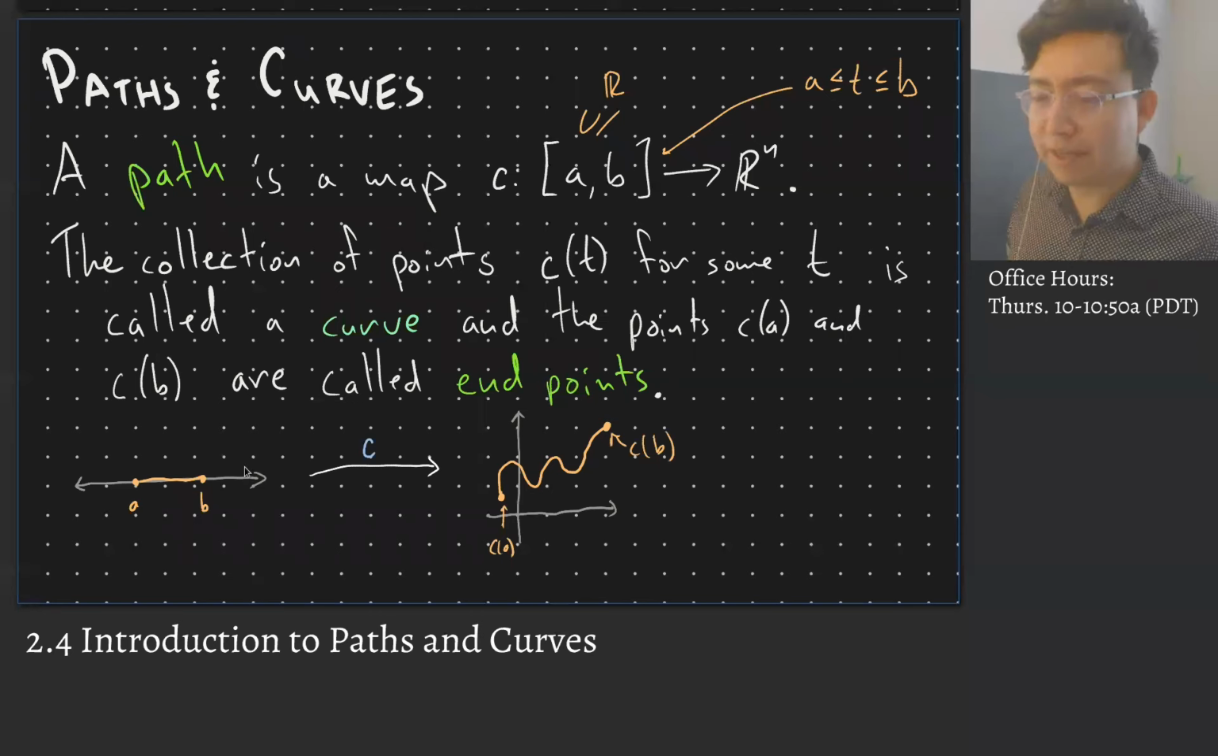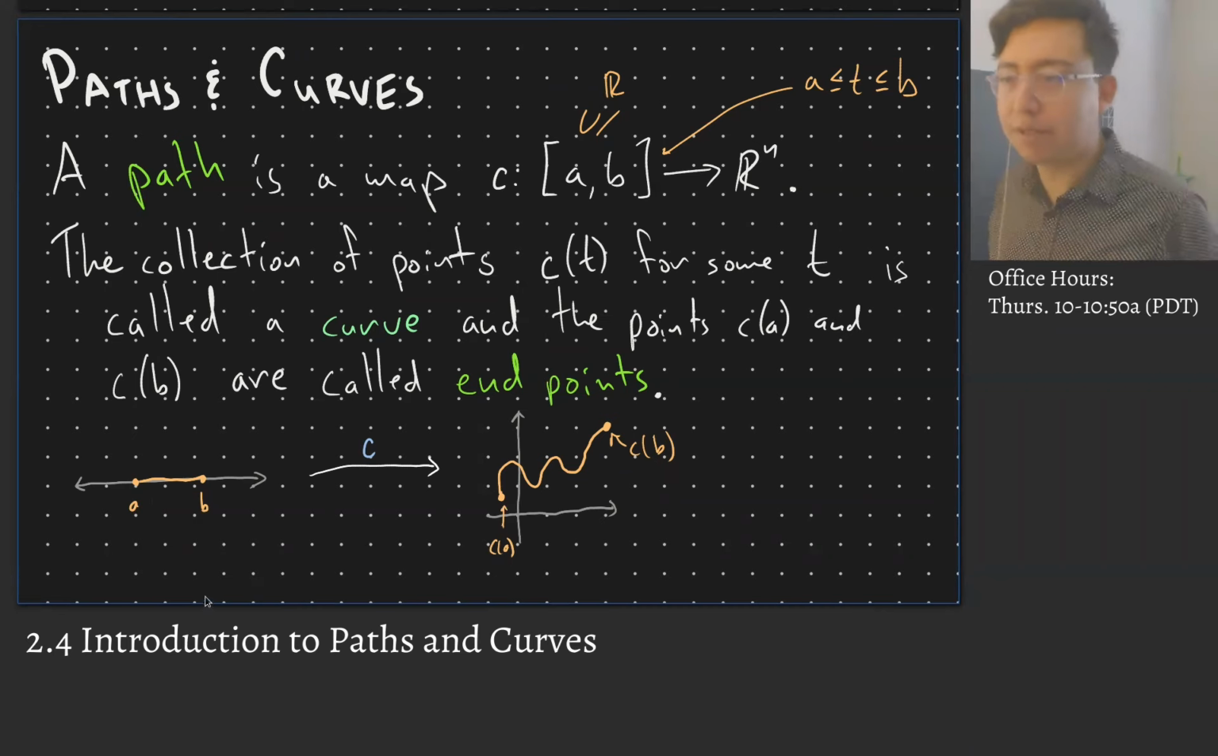But you can just think, okay, we have the interval. The path is what maps that interval into some higher dimensional space, and then the curve is the sort of drawing it makes in that space. So if you just look at that drawing, we call that the curve, and the curve has some endpoints here, which are just the points that you get from plugging in A and B, the endpoints of your interval. Okay, cool.